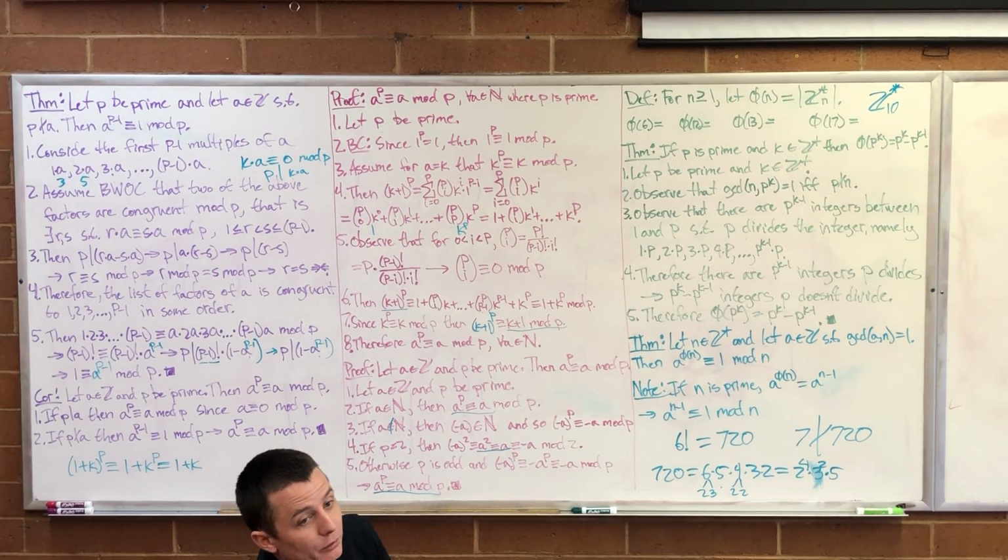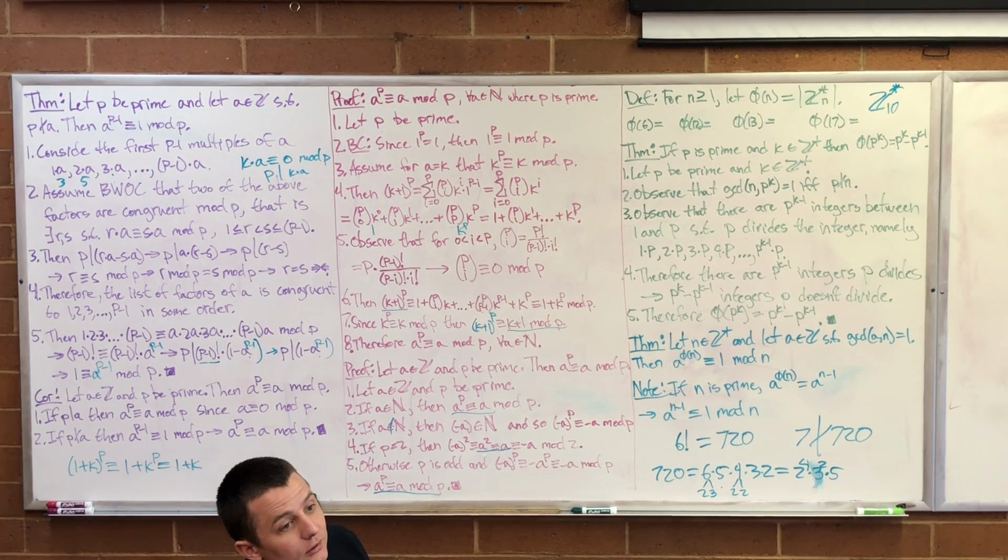Alright, so let's make sure you understand this real quick. What's Euler's Totient of 6? Not 0. 1, 4. 4 is not relatively prime with 6. They have a common factor of 2. 1 and 5. So 2.